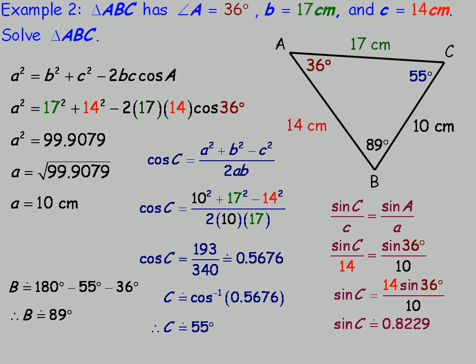And then we take the inverse sine of 0.8229, and we get about 55 degrees, which of course should be exactly the same as what we got over here. So that's another alternate solution. Of course, once we found the 55, we could have done 180 minus 55 and 36 to get, again, B is 89. And that's the end of the cosine law lesson.